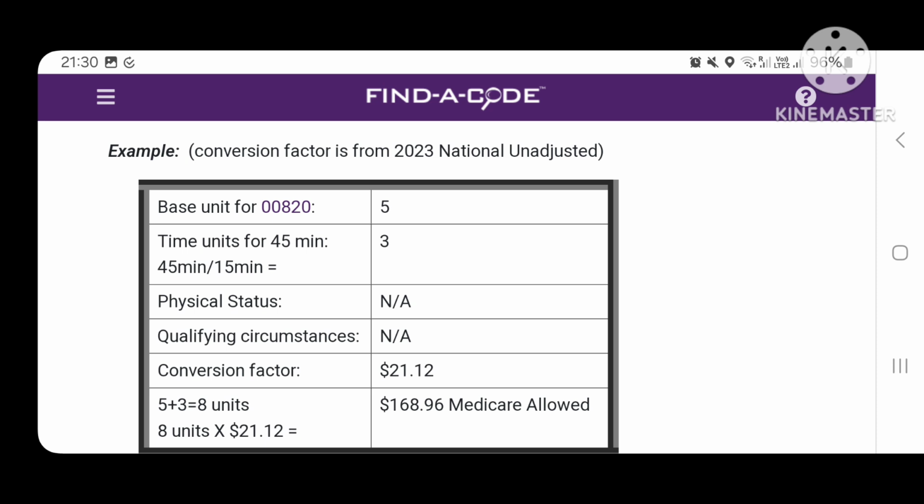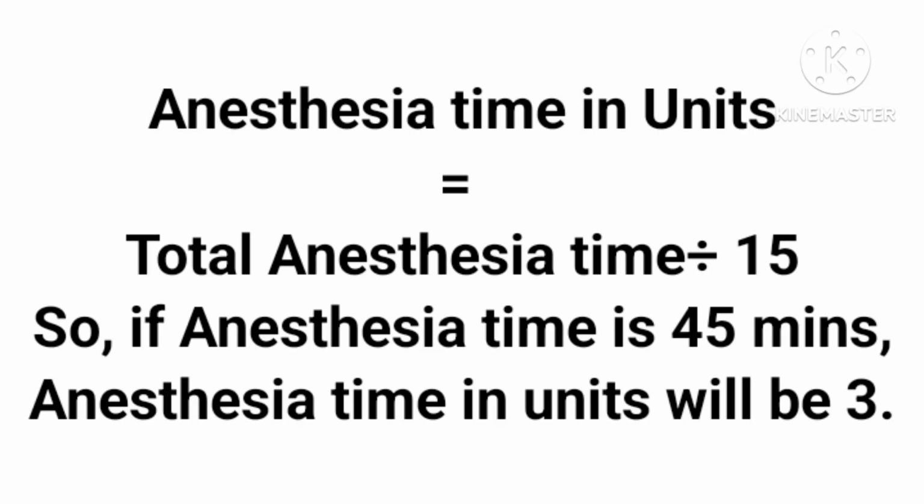in the morning. Then the patient was shifted back to the PACU, the post anesthesia care unit, after the surgery. That was done at 8:45. So in this situation, total anesthesia time is 45 minutes, but you have to convert it into units. So now we will see how we got those 3 units. If the total anesthesia time is 45 minutes, if you divide it by 15, you will get 3 units.